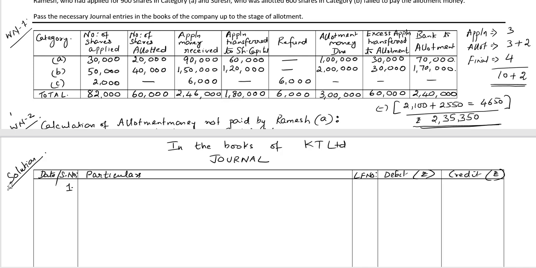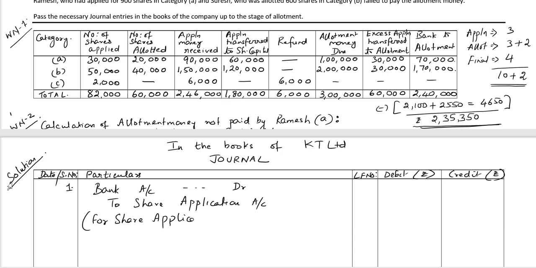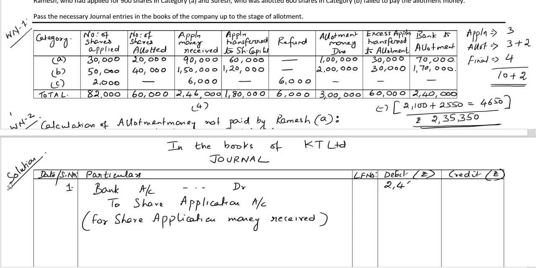The first journal entry is for receipt of application money. Bank account debit to share application account for share application money received. The amount is the answer of the fourth column, rupees 2,46,000.